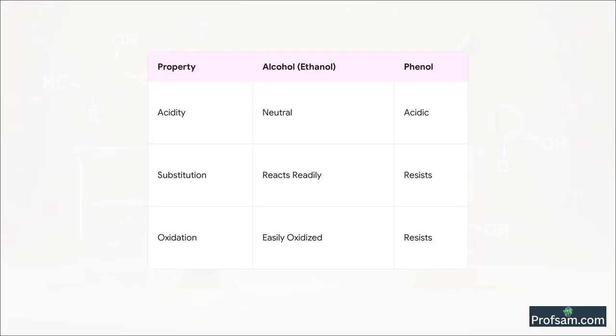These are massive differences. Just look at this comparison. Your alcohol, something like ethanol, is totally neutral. It loves to do substitution reactions, and you can oxidize it quite easily. But then you have phenol, completely the opposite. It's acidic. It stubbornly resists substitution, and it also resists oxidation. So you see, something very, very fundamental must be going on here to cause such a personality clash, even though they both have that same OH group.